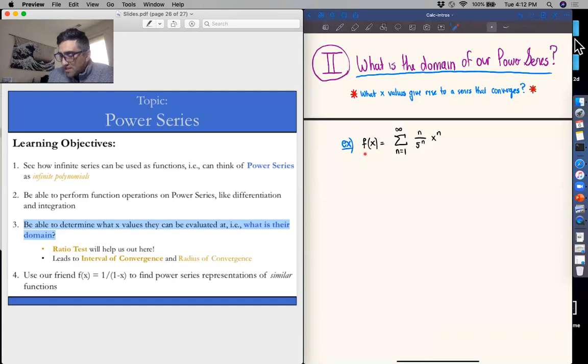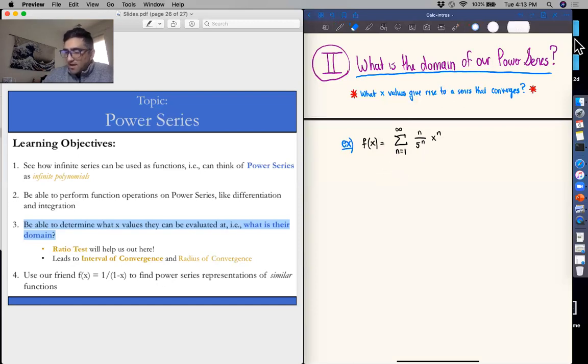We have some function that we're defining as a power series, the power series from n equals 1 to infinity of n over 5 to the n power, all times x to the power of n. So remember, what we're wondering is, if I do something like f of 0.7, am I going to get a value back from that series? Is that series going to hand me back something convergent? Or is it going to give me garbage because that series actually diverges at x equals 0.7? So that's really what we're wondering here.